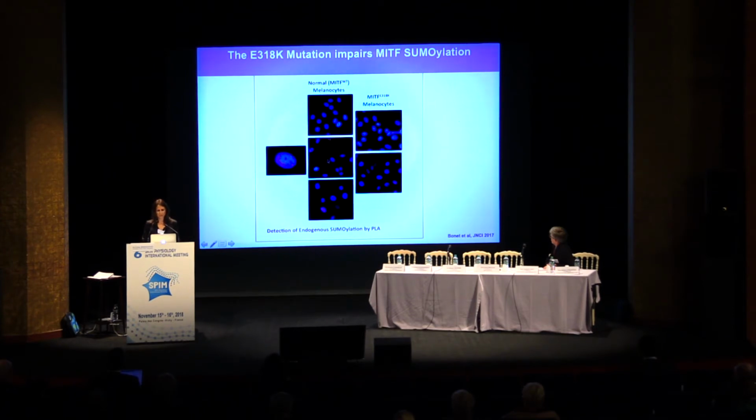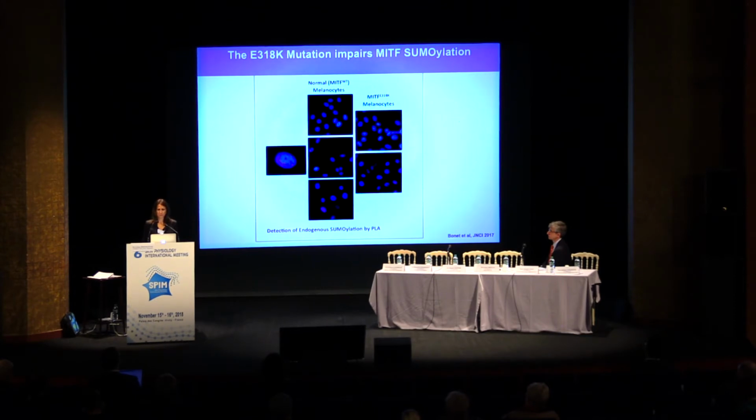And this is what we detected in melanocytes with a wild-type form of MITF, but not in those with the MITF mutation. So having shown that the E318 lysine mutation impairs the sumoylation of MITF, the next question we addressed is to determine the impact of this mutation on the cellular localization, stability, and activity of MITF.